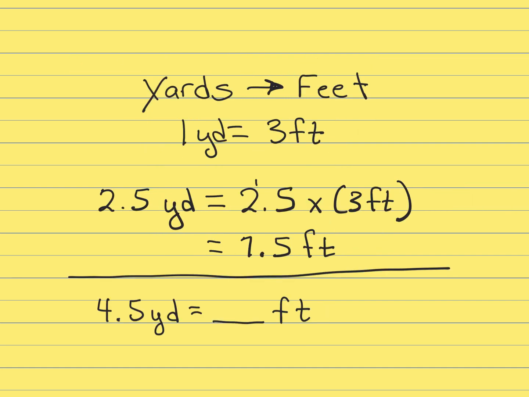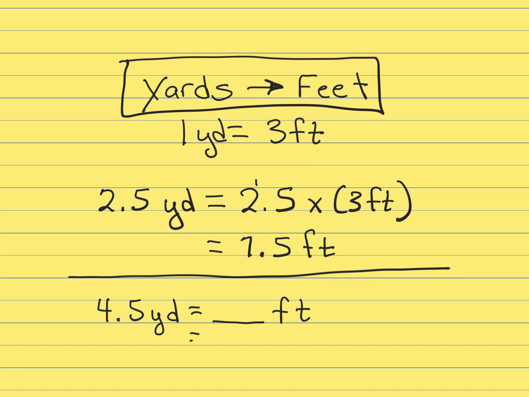Okay, on this one we're going to turn it around, and I'm going to have you do one for me at the end of this slide. So we know that 1 yard is equal to 3 feet. So when we're converting it, let's try this one, 2.5 yards. So we say 2.5 times 3 feet, and that's how we get our conversion. So now this one would be 4.5. So you would do 4.5, and we're converting it to feet. So you're going to say times 3, and that's how you would get the conversion from yards to feet.